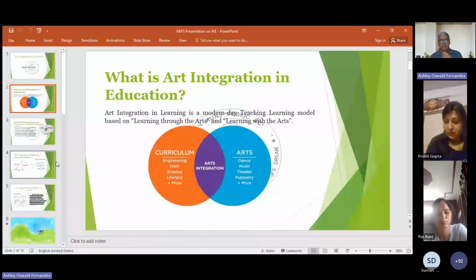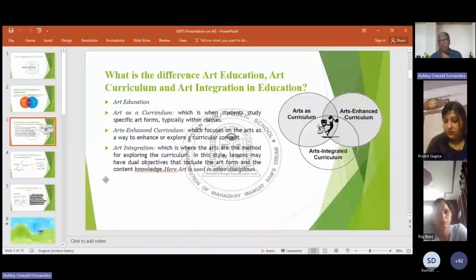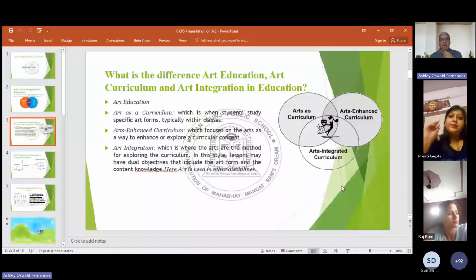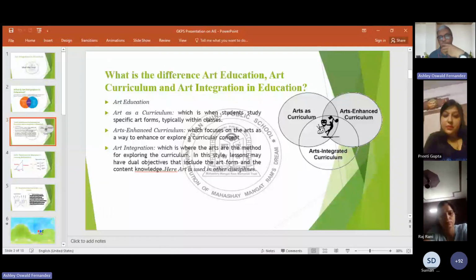So basically, what is the difference between art education, art curriculum, and art integration? Three important things. Art is a curriculum. You have art classes in school. Every school has art classes. So that's art as a curriculum. Art enhanced curriculum: when you use art to enhance the curriculum, the concepts, etc. Sometimes, just as a simple example.